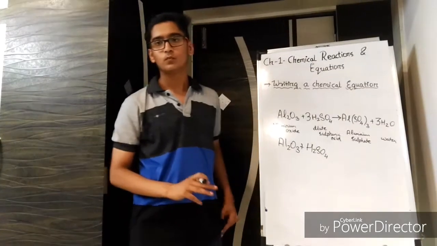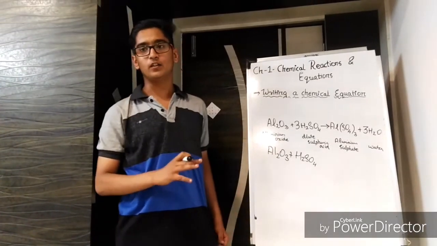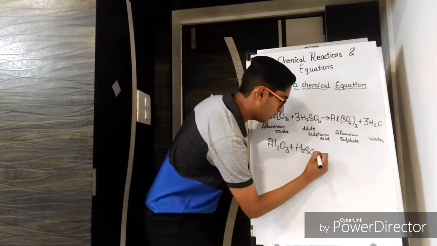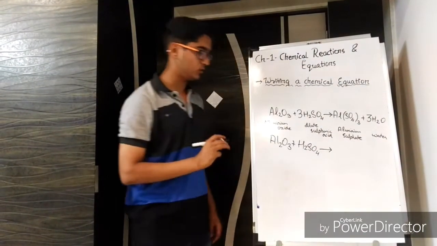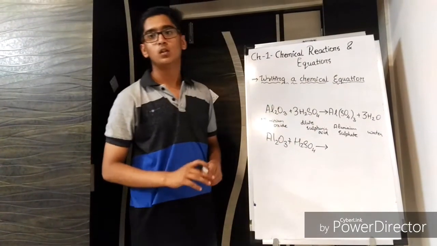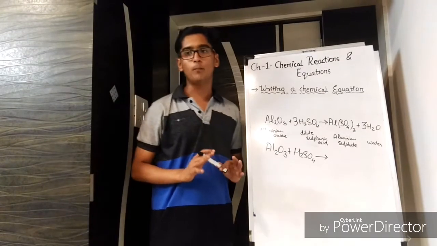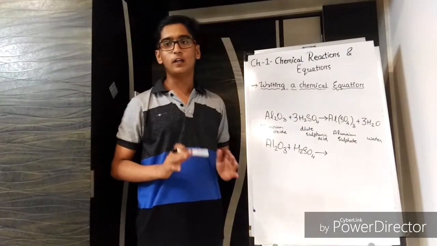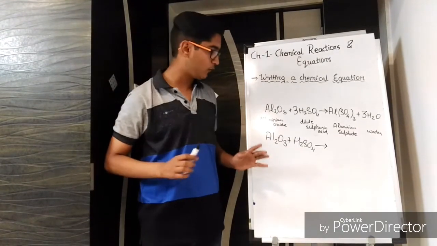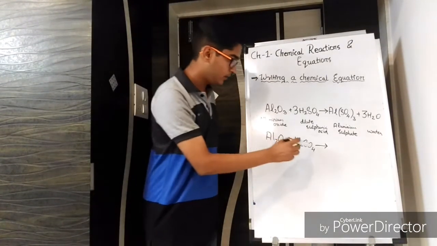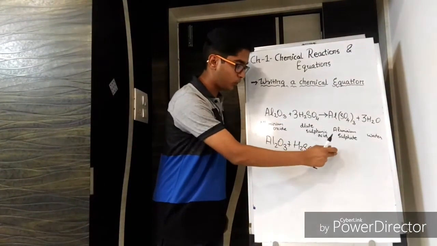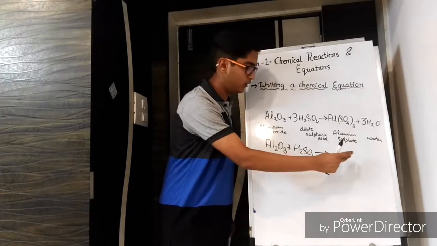An arrow is marked after the reactants to indicate that they react to form a product. Symbols and formulas of compounds formed, that is products, are written after the arrow on the right hand side, which indicates that these are formed. Like we have an arrow, so this arrow indicates that the product over here, which I will write, is formed.